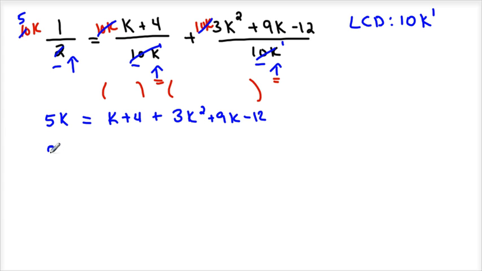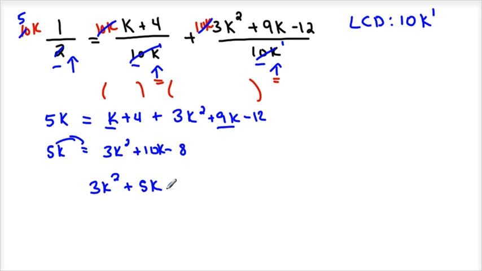So let's combine like terms. We got 5k equals, we have k, 1k, 9k, we have 3k squared plus 10k minus 8. I'm going to bring the 5k over, so I'll have 3k squared, there should be a k here, plus 5k minus 8 equals 0. And I was just subtracting 5k from both sides, leaving me at this point here. Now, can we factor 3k squared plus 5k minus 8? You can use the AC method at this point, or you can try to factor mentally.